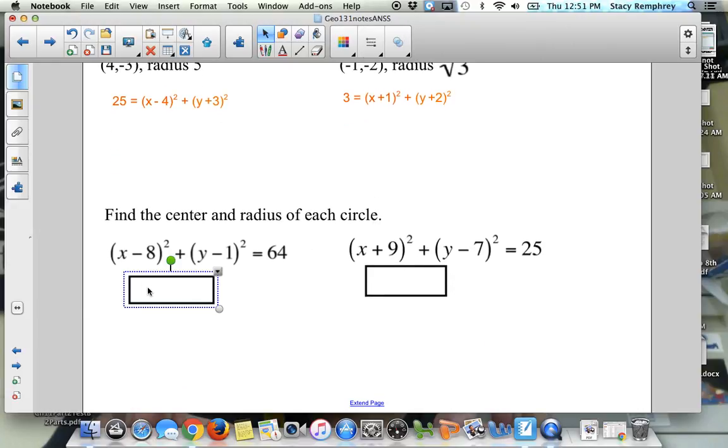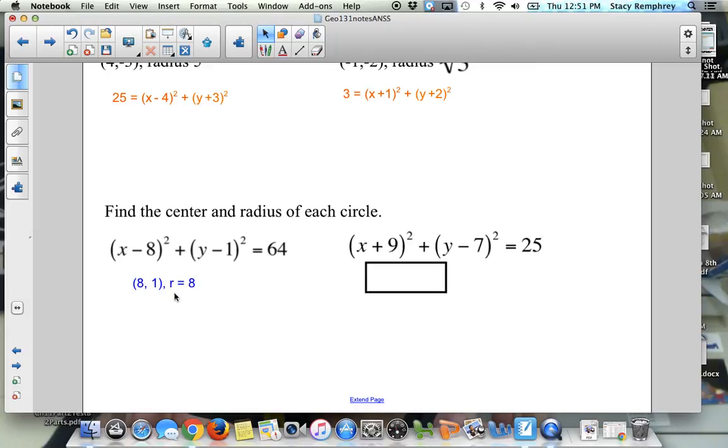Now going backwards, okay, it's x minus the x-coordinate. So what's being subtracted from x? 8. Okay, what's being subtracted from y? 1. So the center is (8, 1), and the radius, remember this is the radius squared, so to get the radius you square root that, that'll give you 8. And over here the same idea. I know this is a plus, that gets a little confusing. Wait, what am I supposed to do? What would be subtracted from x to get plus 9? A negative 9. And again, the 5 is coming from the square root of 25.